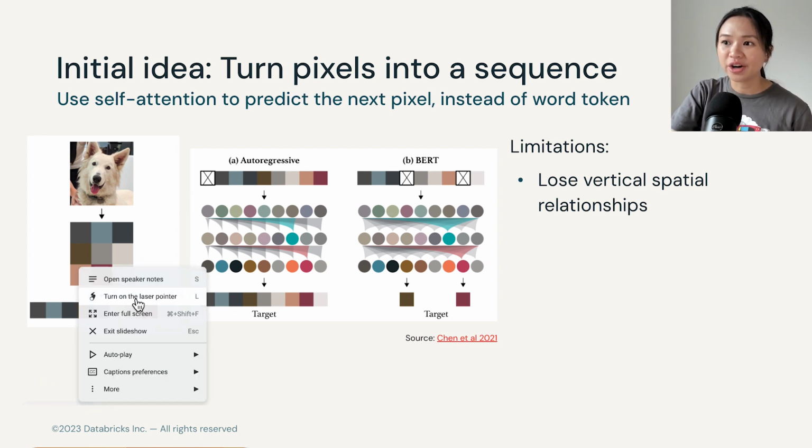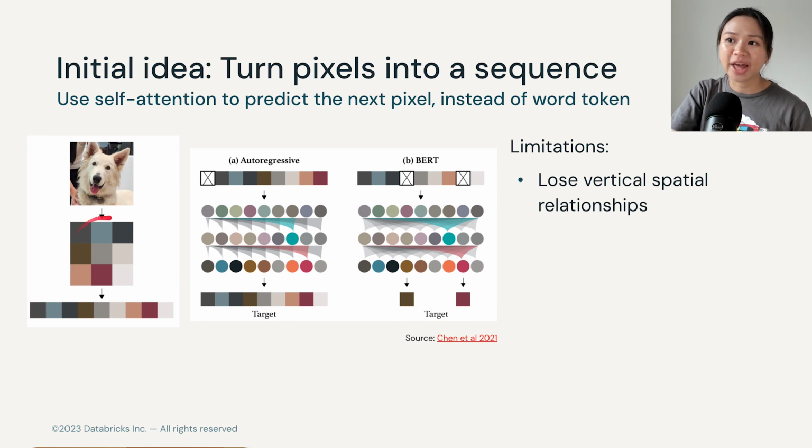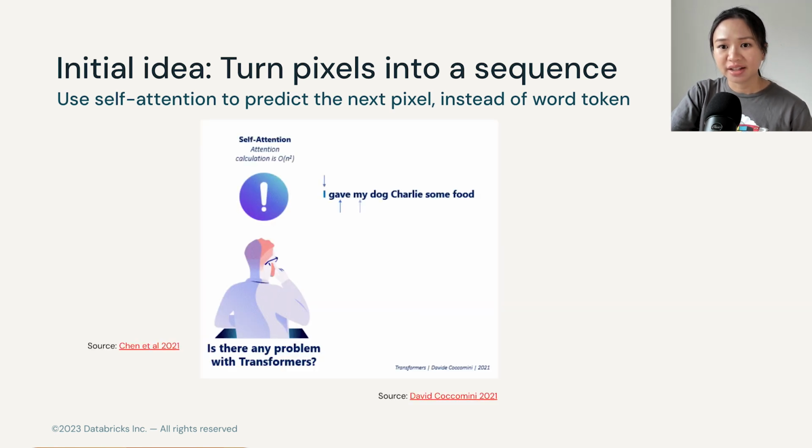And this is not hard to see, because now when we flatten these pixels into a single sequence from left to right, we no longer know that this gray pixel over here is directly above the olive green pixel. Secondly, this method of using self-attention incurs really high complexity, all of n squared, because we need to calculate the complexity of each pixel with respect to all other pixels.